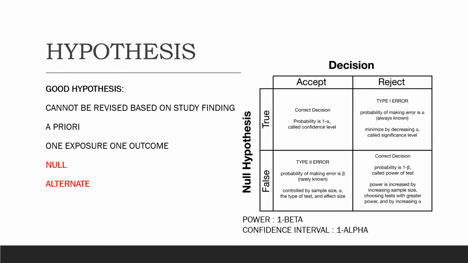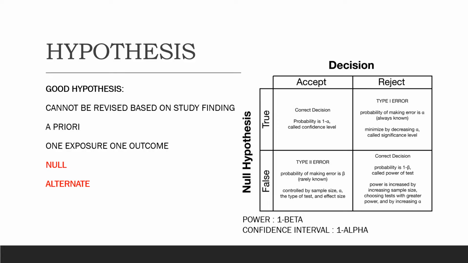But supposing the null hypothesis is true and the researcher rejects it, it is called the type 1 error or the alpha error. It is minimized by decreasing the alpha. It is called significance level. Now, if the null hypothesis is false, but we accept it, we are committing a type 2 error, which is called the beta error. It is controlled by the sample size, the type of the test, and the effect size.